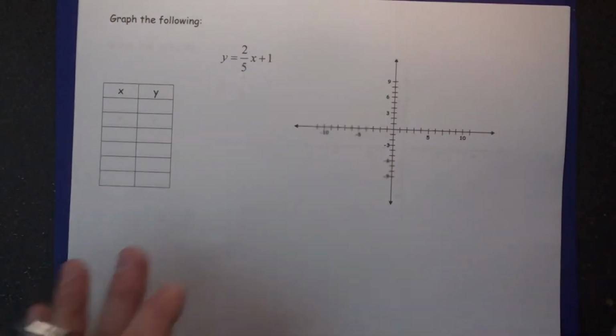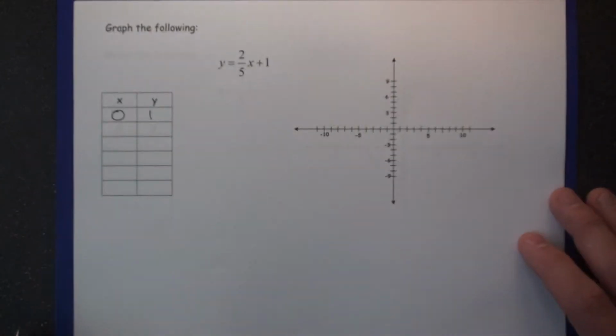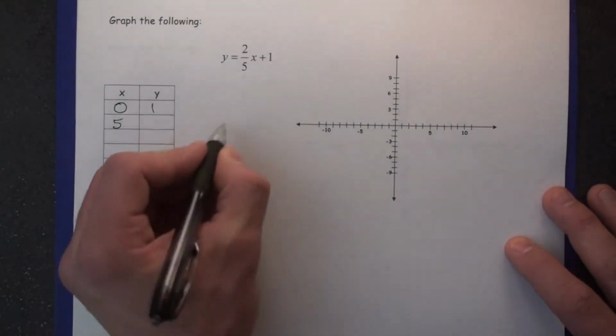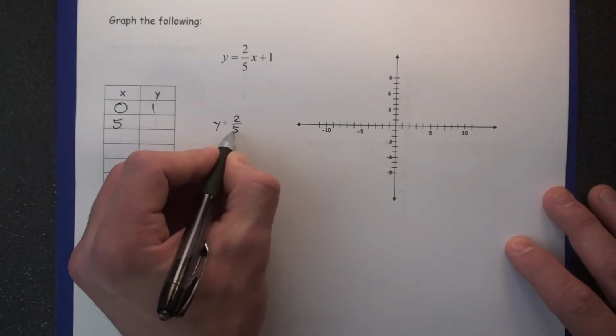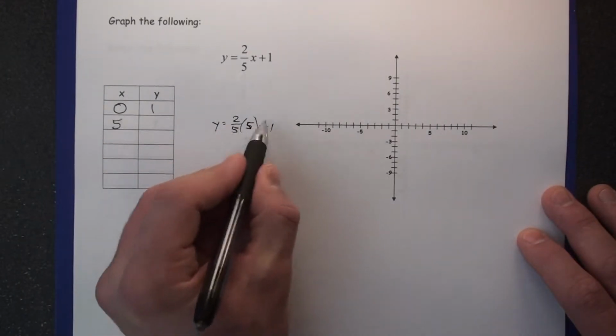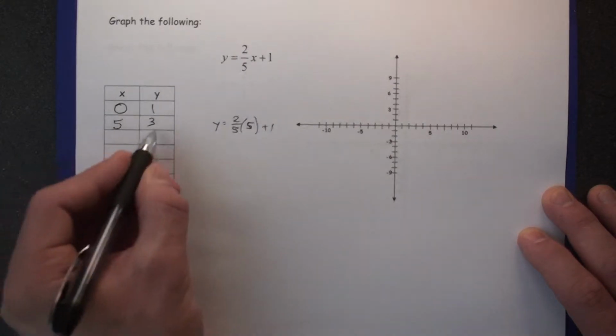Now, what about when you have a fraction? Well, if you plug a 0 in for x, you're going to get 1 for y. That's easy. Now, let's plug in 5 for x. Not 1, but 5. We're going to get y equals 2/5 times 5 plus the 1. Well, that's going to cancel down. You're going to get 2 plus 1, which is 3. Or in other words, 10 divided by 5 is 2. 2 plus 1 is 3.